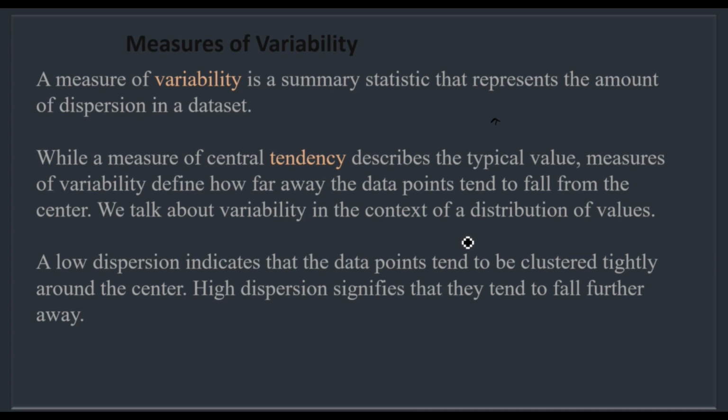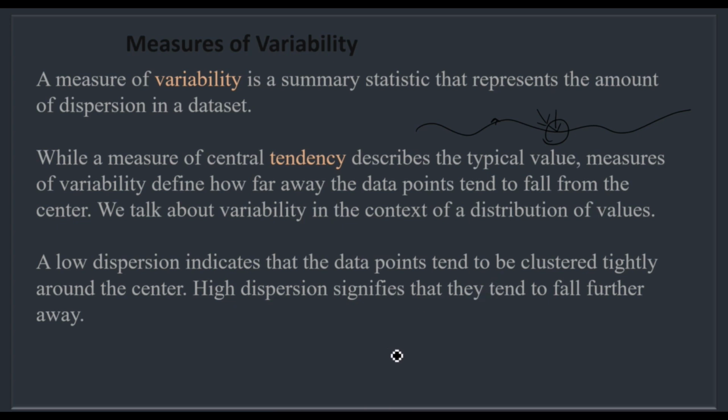We talk about variability in the context of distribution of values, how the values are distributed in a data set. But measures of central tendency concentrate on the central, typical value, the center of that data set. Low dispersion indicates that the data points tend to be clustered tightly around the center.